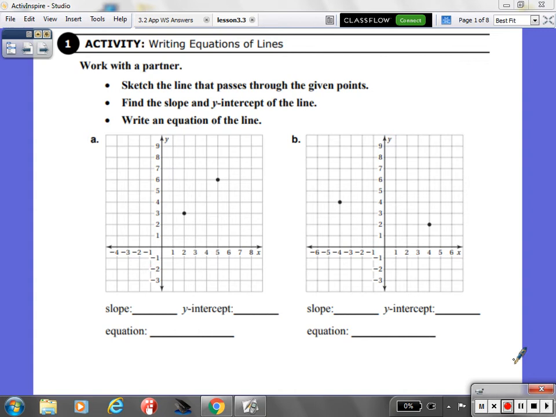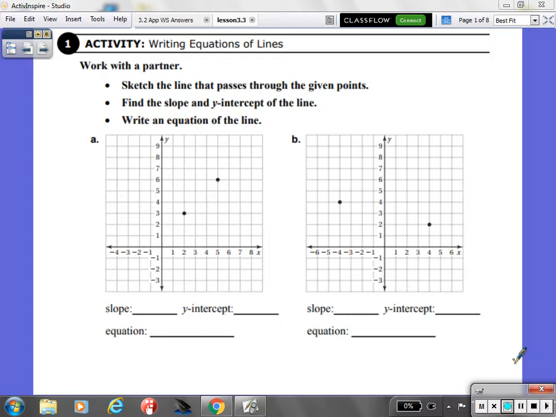The final way we are going to be given information and asked to write an equation of a line is given 2 points. So in the activity, we had 2 points on a graph. It says to sketch a line that passes through the given points. Okay, connect the 2 points, not a big deal. The next thing it says is to find the slope and the y-intercept.